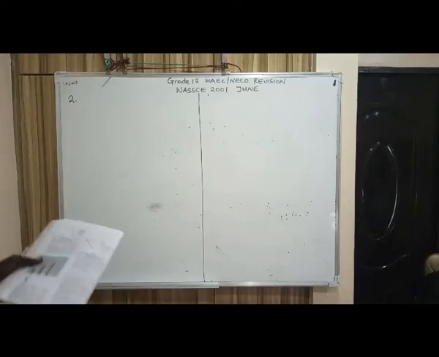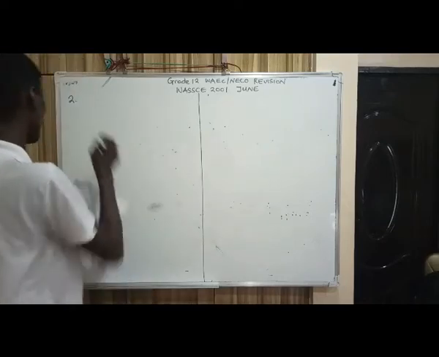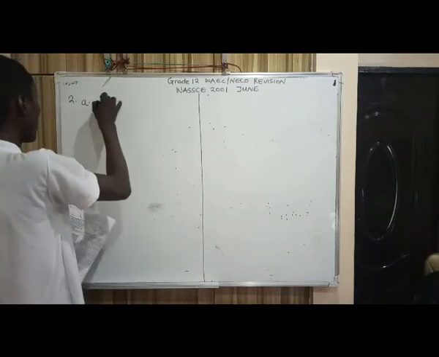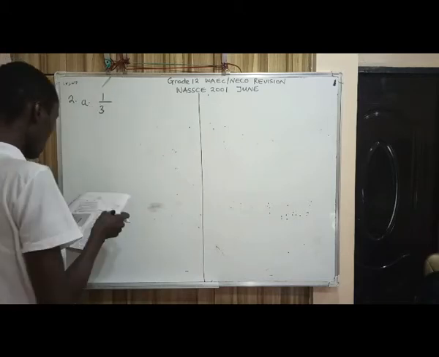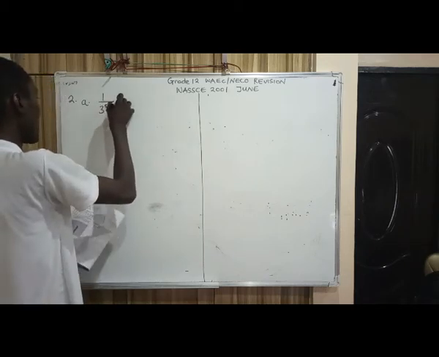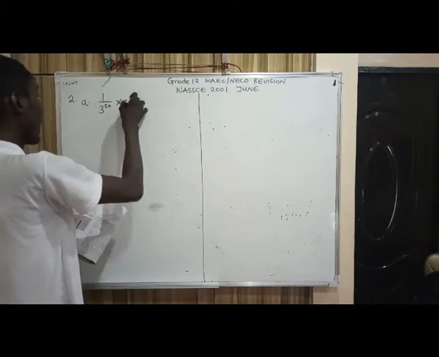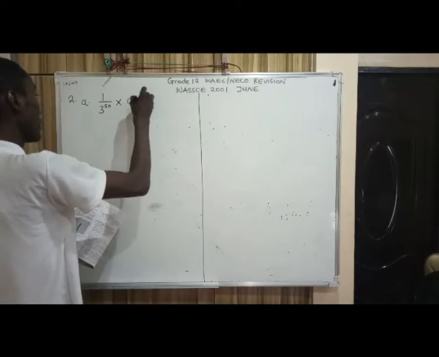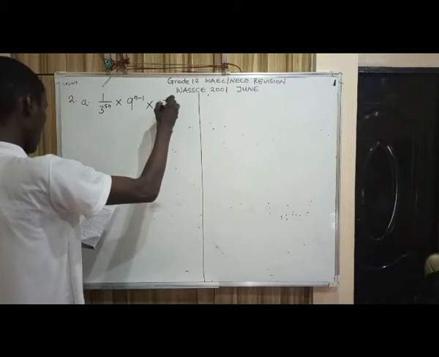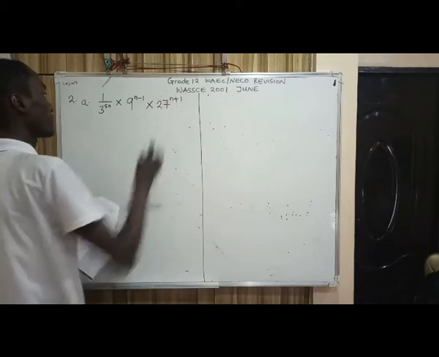Okay, so we're done with question 1. So let's go to question number 2. Question 2a says we have 1 over 3 raised to the power of 5n, times 9 raised to the power of n minus 1, times 27 raised to the power of n plus 1.